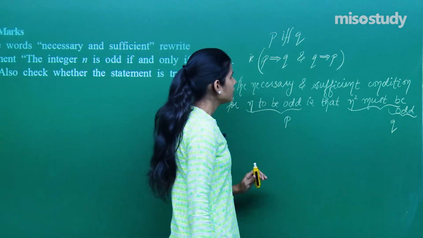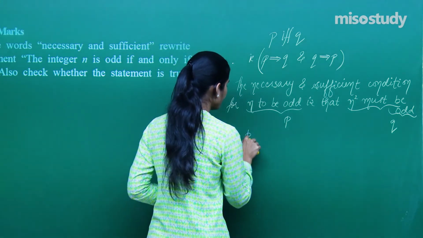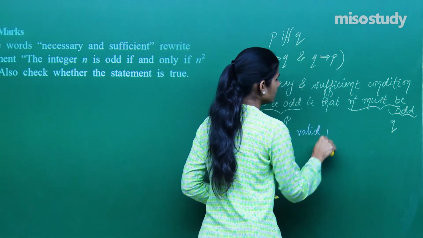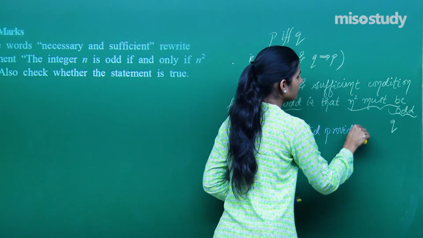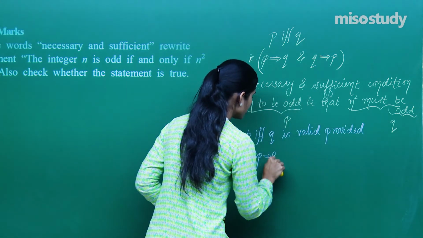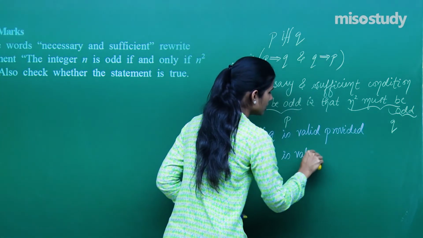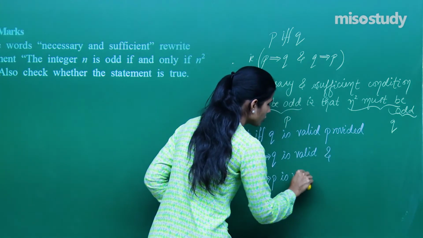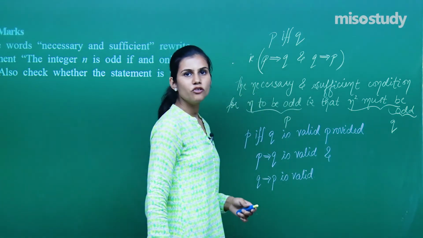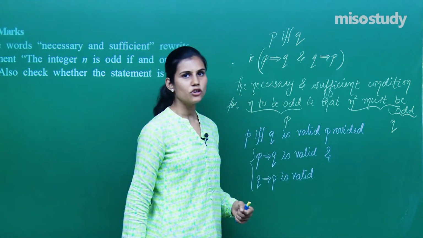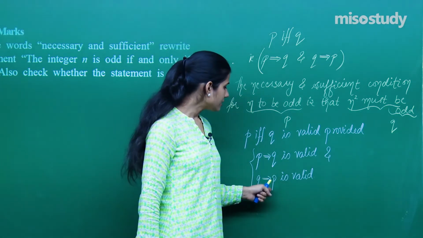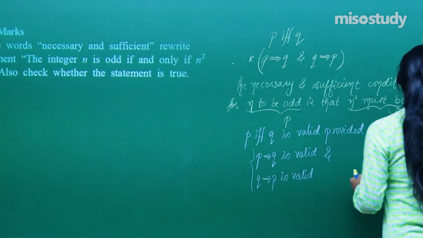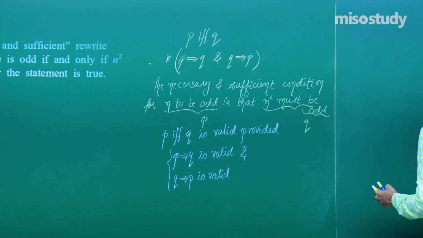Check whether the statement is valid or not. Well, I know that P if and only if Q is valid provided P implies Q is valid, and along with it Q implies P is valid. So basically, to conclude about validity or invalidity of P if and only if Q, I will have to check the validity of P implies Q and Q implies P. Even if one turns out to be invalid among these two, I declare P if and only if Q is invalid. So let's talk about the validity of P implies Q and the validity of Q implies P.